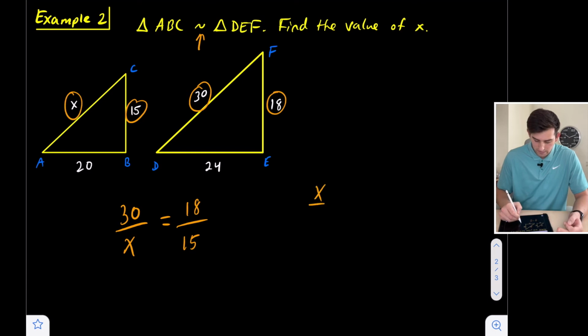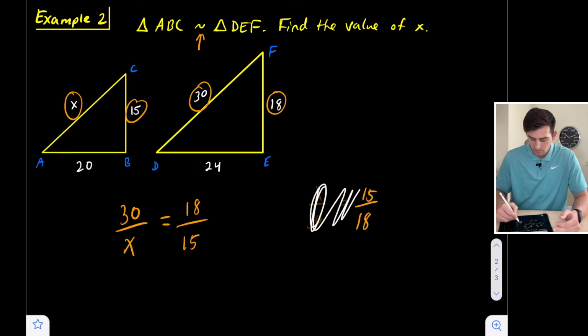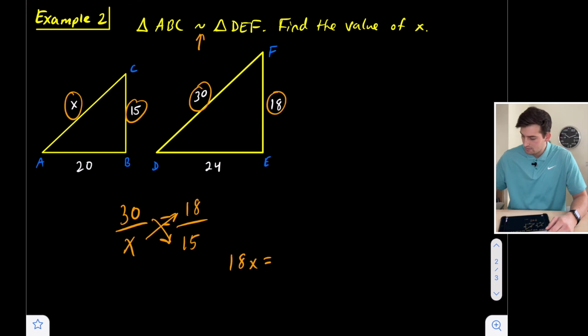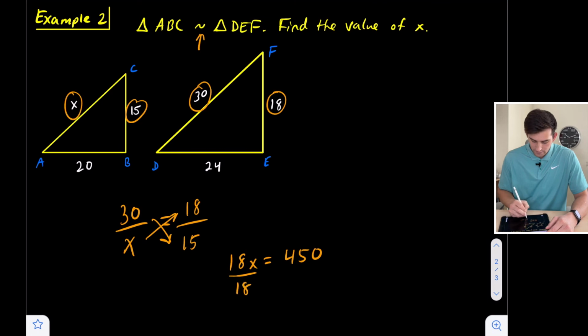We could have written it as x over 30 equals 15 over 18, and we'd get the same answer, because we're going to cross multiply to solve for x. So 18x equals 30 times 15, which is 450. Now we divide both sides by 18, and we get x equals 25.